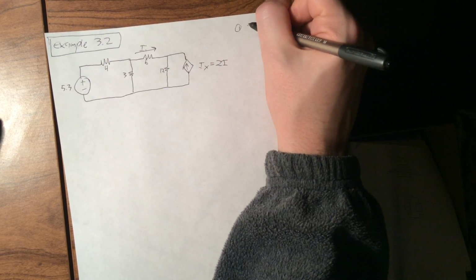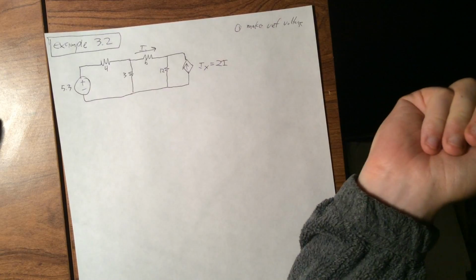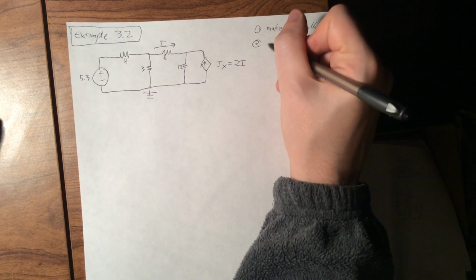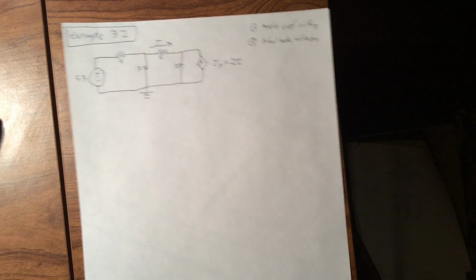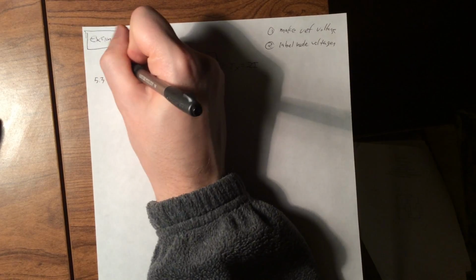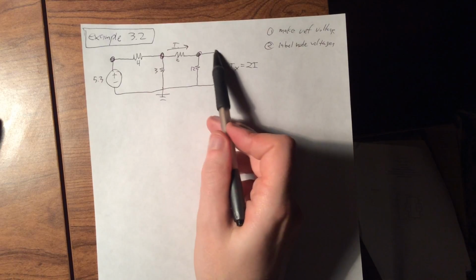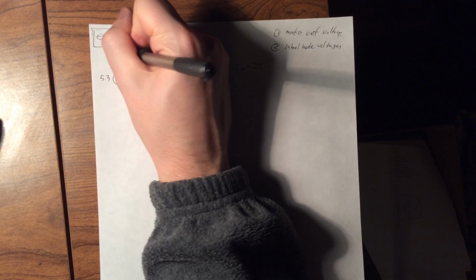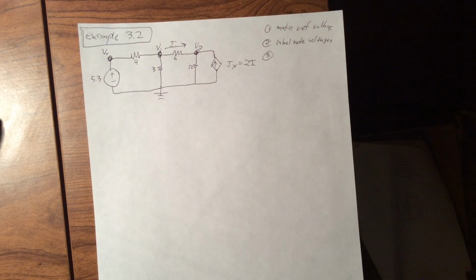Step 1, make a reference node. Our reference node is, boom, 1's done. Step 2, label node voltages. So what do we got here for node voltage? We've got boom, boom, and boom. And remember, we don't do one here because this is going to be the same current going through here. It's like the last problem, so we don't have to do that. Let's just label these V0, V1, V2. Boom, done.